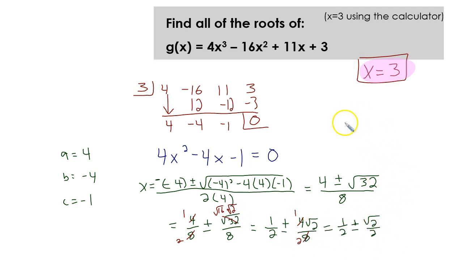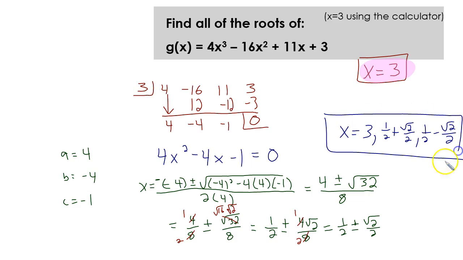All right, so we need to write our final answer. So what are all of the roots? Well, the first root we found with our graphing calculator is +3. The second, we had to use synthetic division and deal with the quadratic to get 1/2 plus root 2 over 2 and 1/2 minus root 2 over 2. And this would be our final set of roots, all 3 of them, 2 irrational, 1 rational.